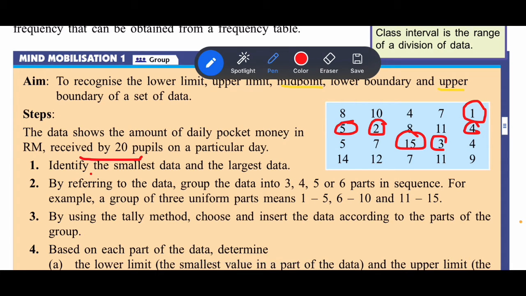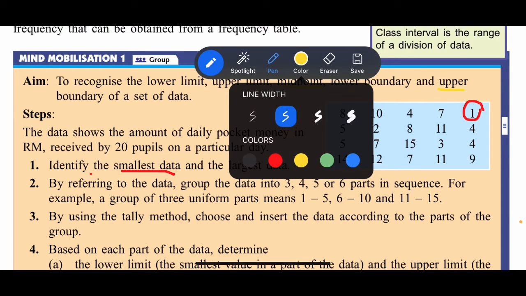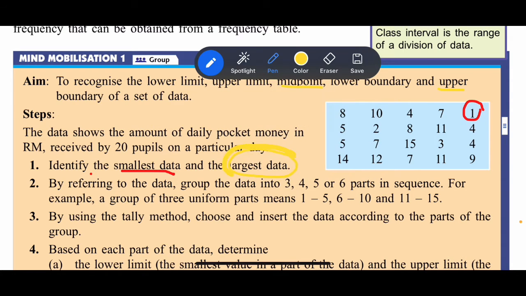So identify the smallest data. Where is the smallest data? Of course, it is 1, right? We don't have less than 1. Okay, then the biggest data or the largest data. The largest data is where? Okay, it should be 15, right? So that is actually the difference between these two, which is the range, 15 minus 1. So the range is 14, right? Okay, you have learned this in Form 4, right?